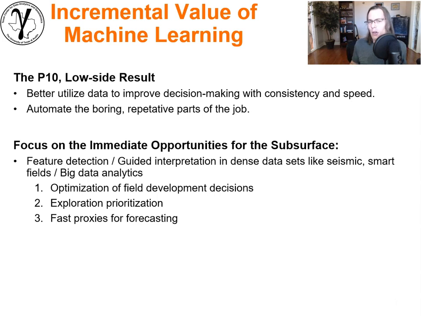What's the incremental value of machine learning? Where's this going to go? What's going to happen? Well, I think the P10 or the low side result is we'll better utilize the data to improve our decision making. With consistency, speed, we're going to avoid contradictions. We're going to do a better job of integrating everything together, understand the data. I also think we'll automate the boring, repetitive parts of our jobs.